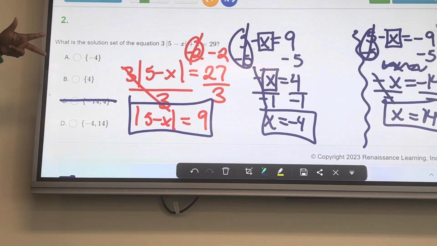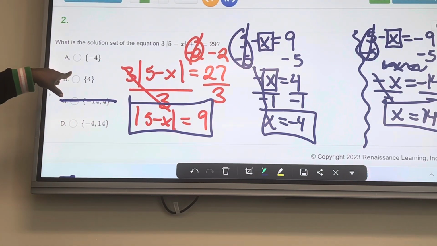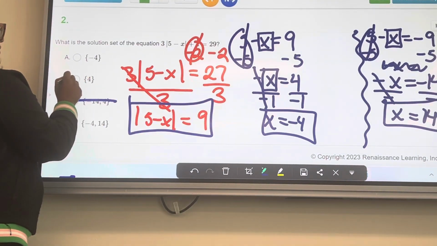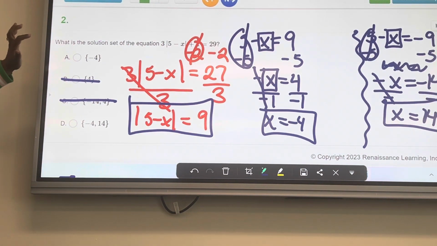And then now we got to decide, is the answer going to be -4 by itself? Is it +4 by itself? Or is it both of them combined together? All right. And actually it wouldn't be B because we got -4 by itself, not +4. So the answer is either -4 or it's both of them.